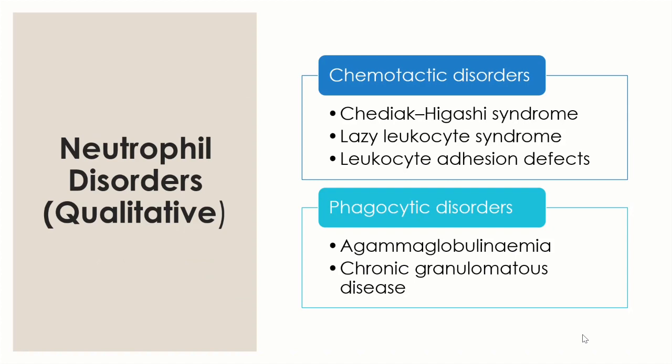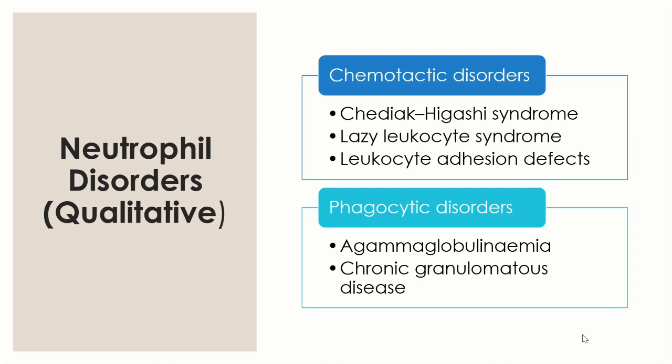So we have now covered the primary immunodeficiencies related to T cells, B cells, and their combinations. So we will move on to another type of primary immunodeficiencies related to phagocytic cell disorders, mainly involving the neutrophils, which can be divided into qualitative and also quantitative disorders. So we will start with the qualitative disorders, which can be subdivided into chemotactic disorders and also phagocytic disorders.